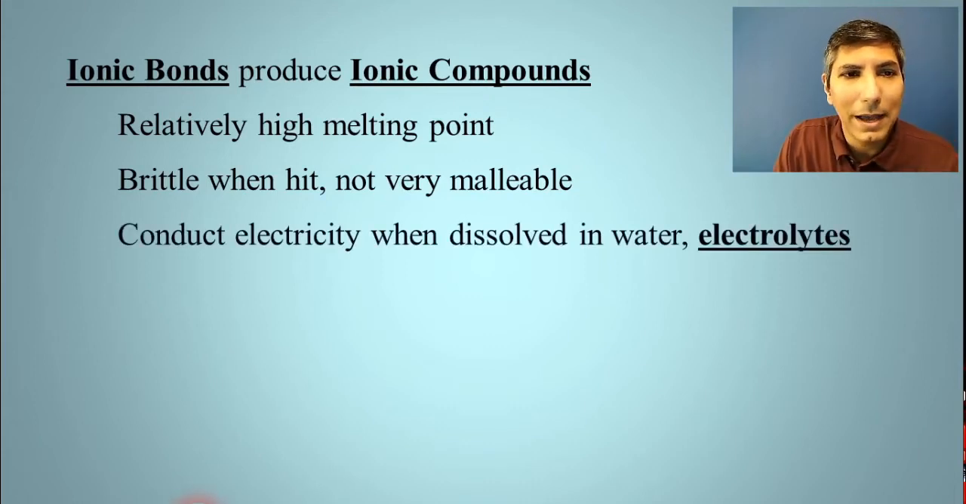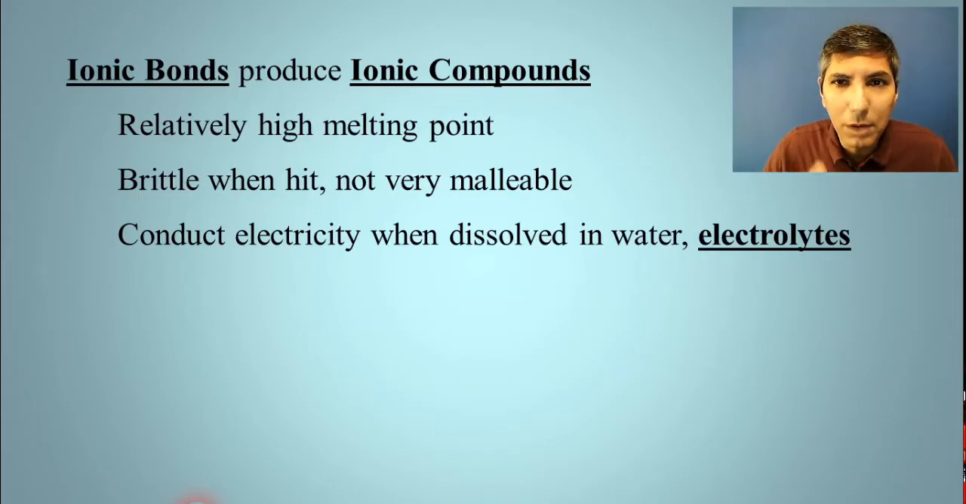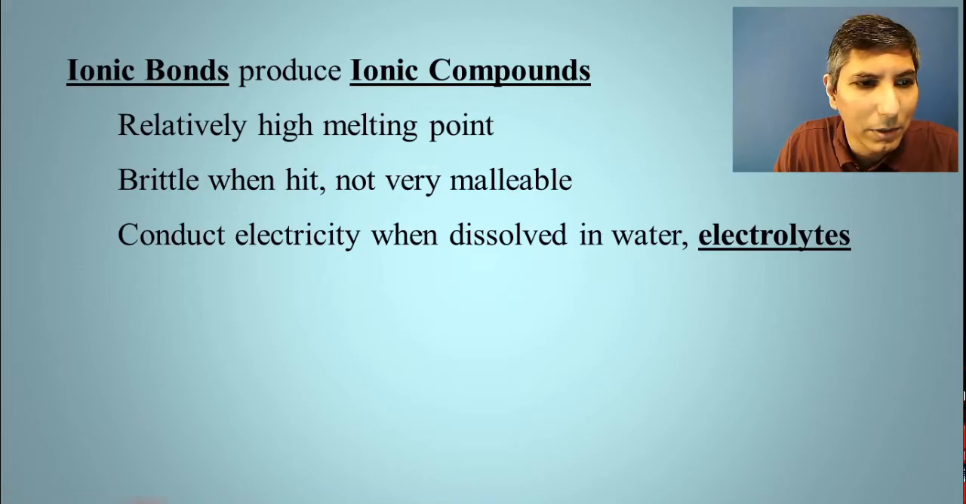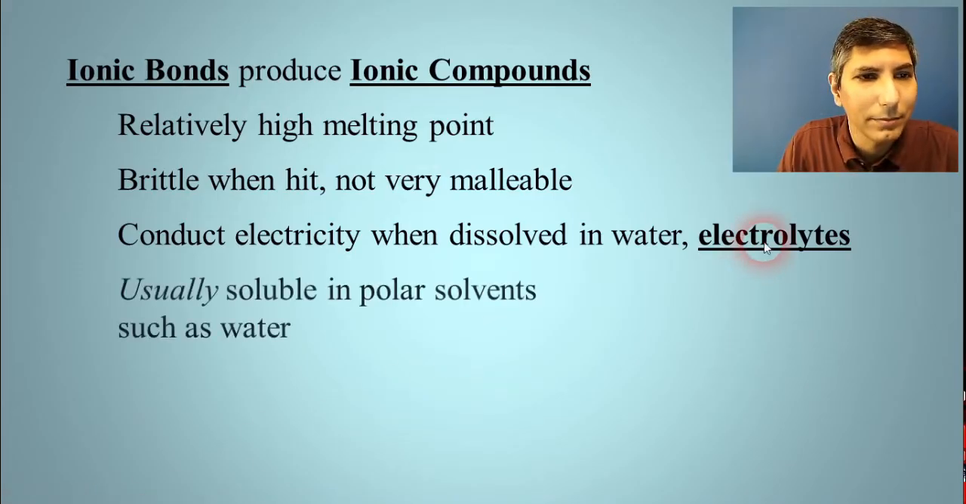Usually, ionic compounds, if you can dissolve them in water, will conduct electricity. And that's because they have these positive and negative charges. So when you dissolve them, you have these charged particles swimming around in the water, and that's able to conduct electricity. That's why we call these ionic compounds electrolytes. And so when you see an ionic compound, it is an electrolyte.